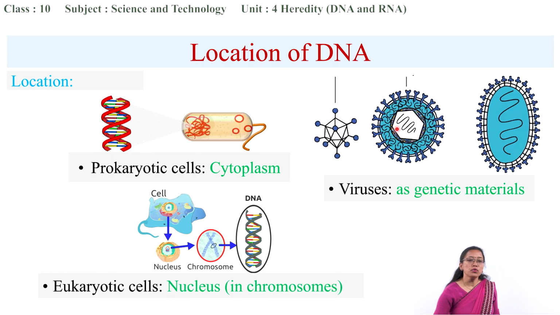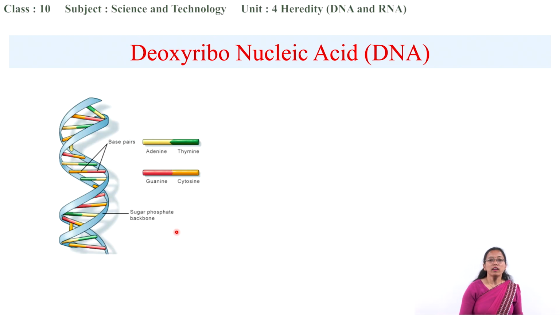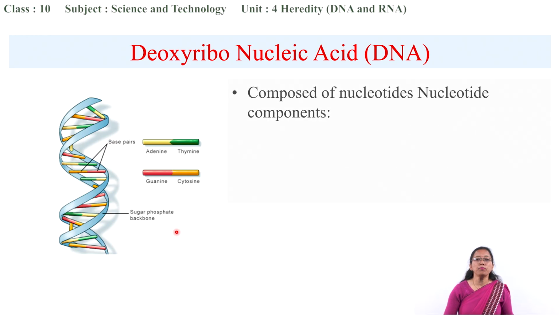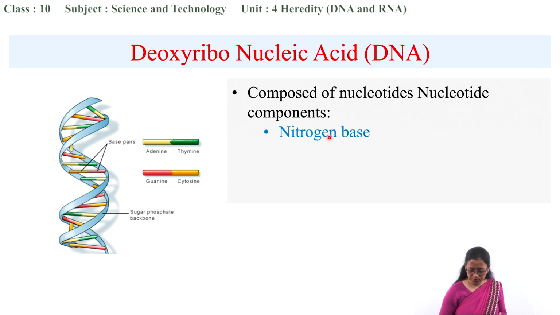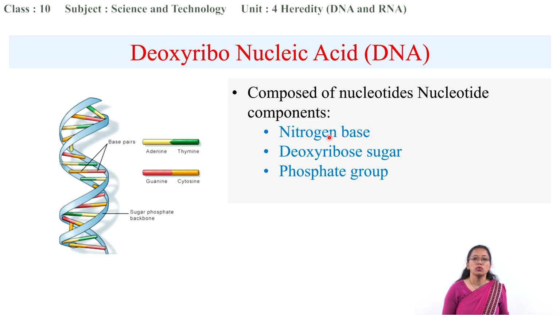Next, in case of a eukaryotic cell, it is present inside the nucleus, which we have already discussed. Now, deoxyribonucleic acid, DNA, how is it? It is composed of nucleotides, and the components of the nucleotides are a nitrogen base, deoxyribose sugar, and a phosphate group. There are 3 components especially.